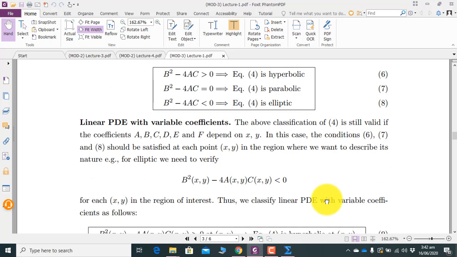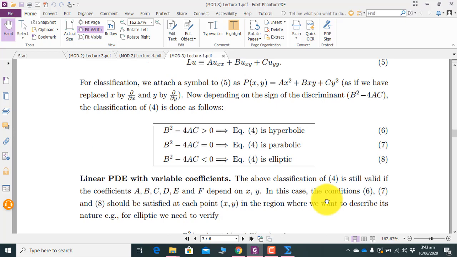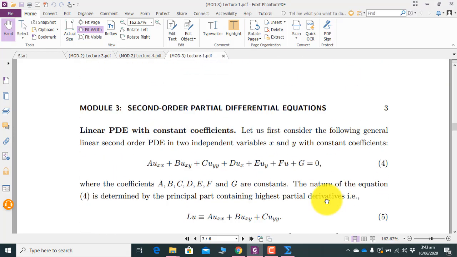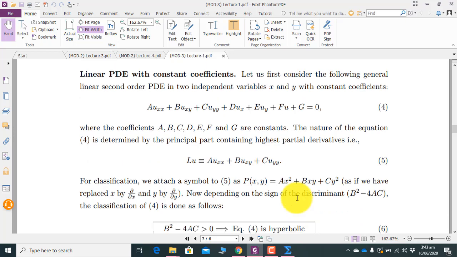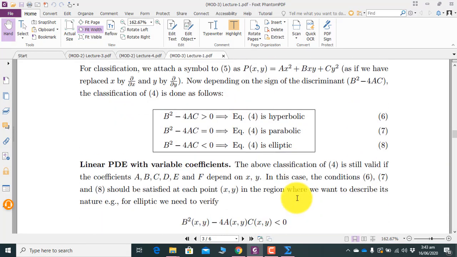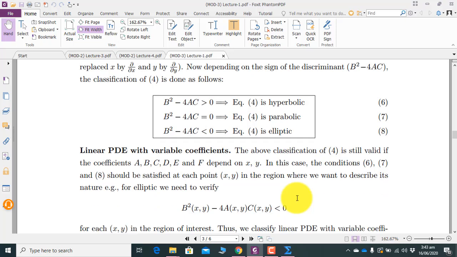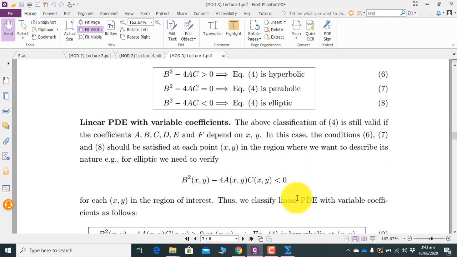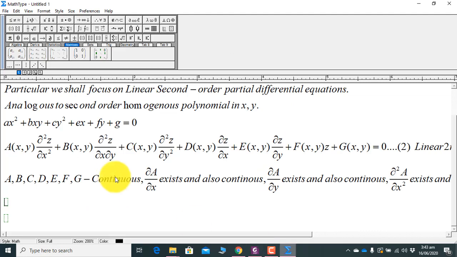Now, linear partial differential equation with variable coefficients. The above classification is valid if the coefficients are dependent upon x, y. Remember that we have taken a, b, c, d, e, f, g as constants earlier, but the main idea is that this classification is also valid for any a, b, c, d, e, f, g which depend upon x and y. So in that case, what will be the discriminant? Discriminant will look like that. B square minus 4 a c.